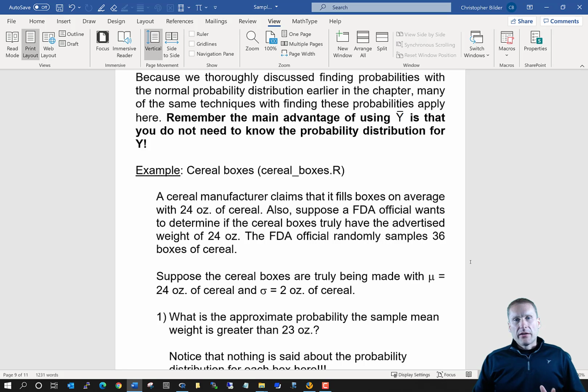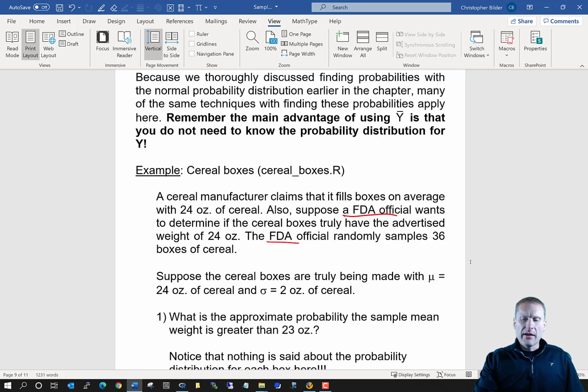Let's take a look at another example where this could be useful. The purpose of this example is to help set us up for later in the semester, once we start talking about actually making inferences through things like hypothesis tests and confidence intervals. Okay, so let's say a cereal manufacturer claims that it fills its boxes on average with 24 ounces of cereal, and an FDA official wants to inspect to see if what they claim on their label is actually true.